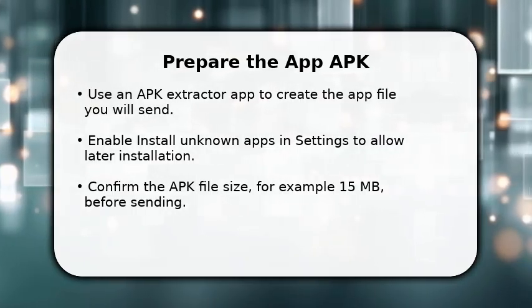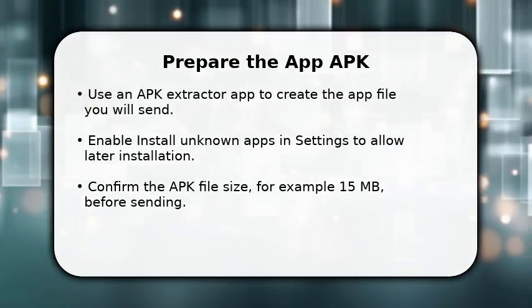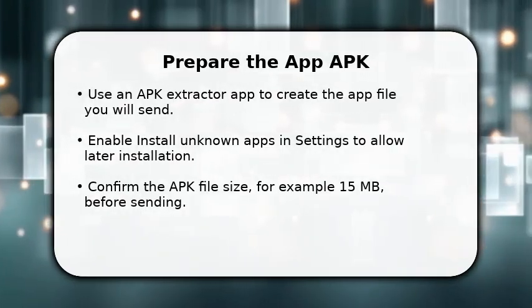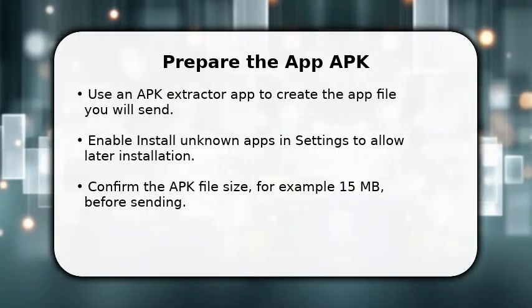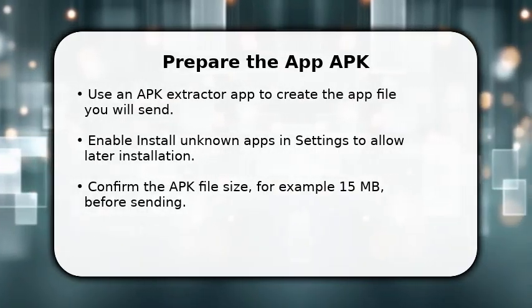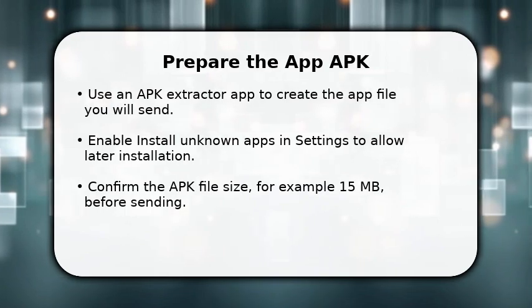Next, enable Install Unknown Apps in Settings if you plan to install the APK after transfer. This avoids blocked installs and streamlines the process for the receiving device. Keep the APK in an easy folder like Downloads for quick Bluetooth sharing.